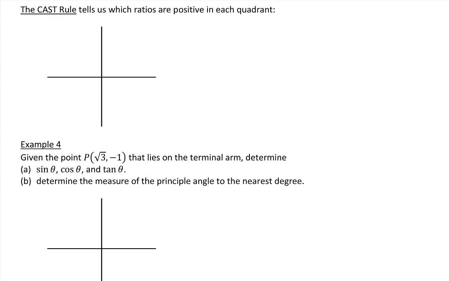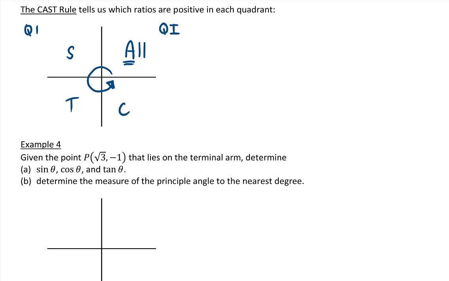Next up is what we call the CAST rule. And the CAST rule just tells you which ratios are positive in each quadrant. I like to remember it as All Students Take Calculus. So starting with the A in quadrant 1, All Students Take Calculus. So that means in quadrant 1, all of the primary trig ratios are positive. So again, this is called quadrant number 1.